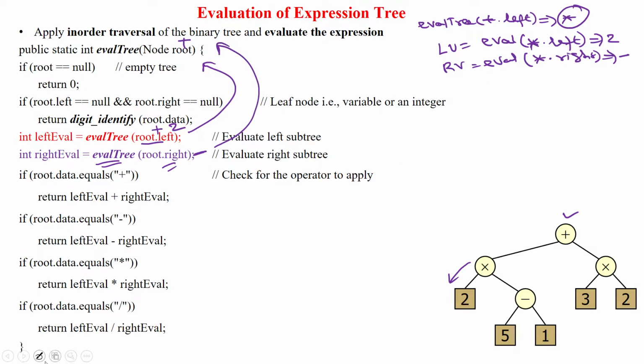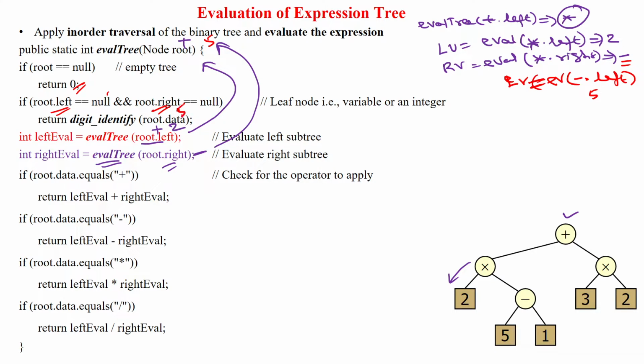So for that, here we will get the l value for minus, right? So here l value equal to evaluation tree of minus dot left. So minus dot left we will pass the value 5. Then this is assigned to the l value. So look at that, we are passing the 5. Then for 5, root equal to null is false. Then 5 dot left is null, yes. 5 dot right is also null.